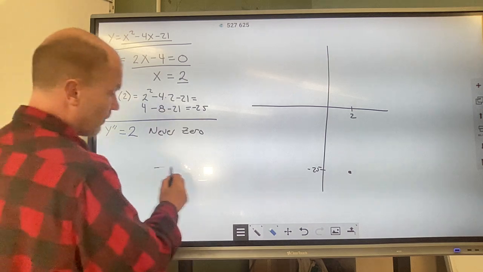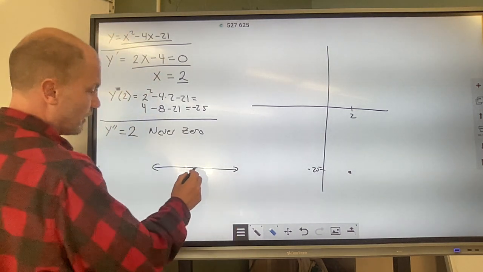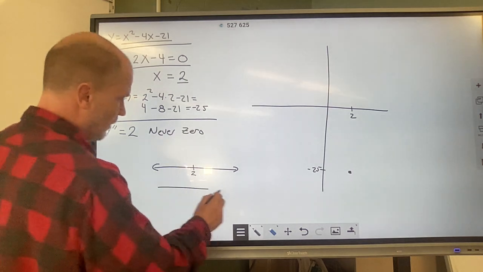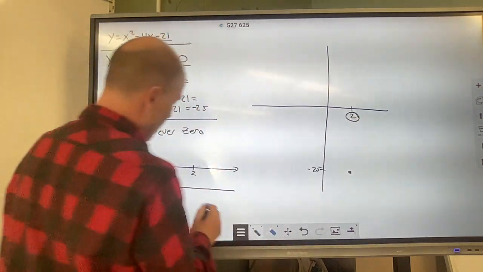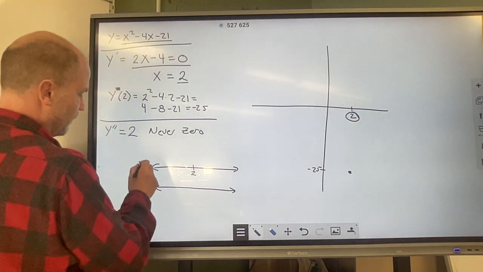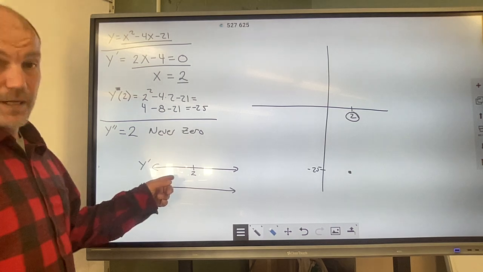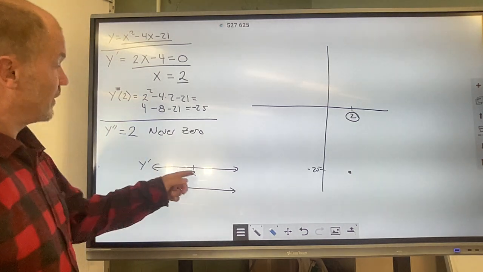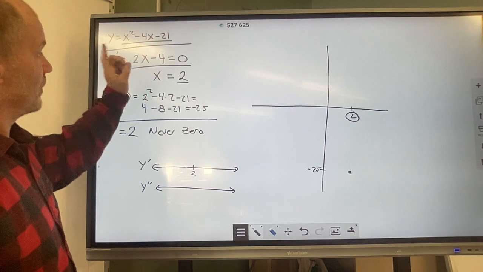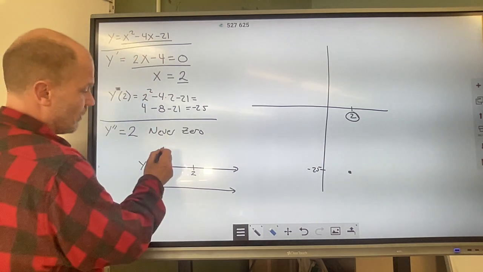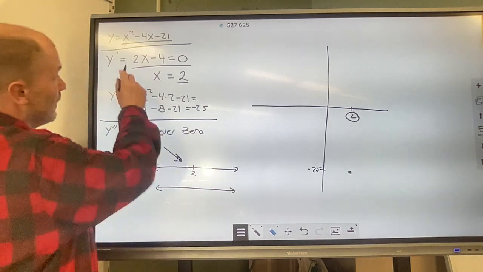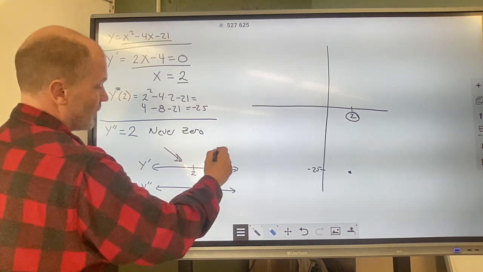So now, and I'm going to do this real formally, when we do our number line, we need to put the number 2 on the number line because of this 2, and we need no number line for our y double prime. So I need to pick a number like 1, something less than 2, to plug in here to see if this is positive or negative. If I plug in 1, 2 times 1 is 2, minus 4 is negative, so I know that it has a negative slope there. If I plug in 3, I'm going to get 6 minus 4, a positive slope.